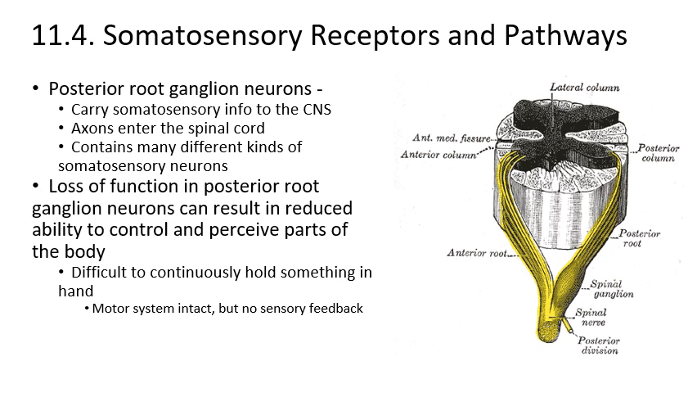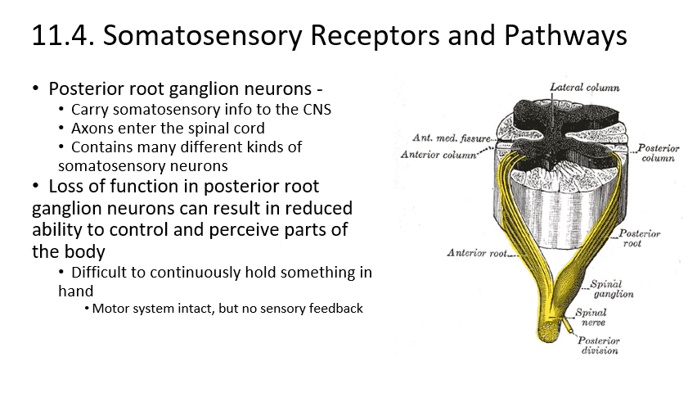Posterior root ganglion neurons carry somatosensory information to the central nervous system. The axons enter the spinal cord. The cell bodies are kind of grouped all together in this little bulge you see in the yellow before the axons are entering the spinal cord. And these ganglia, or groups of cell bodies, are composed of many different types of somatosensory neurons, so it's not all just one kind.